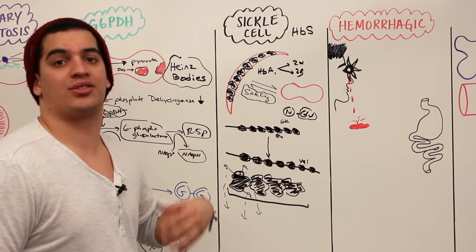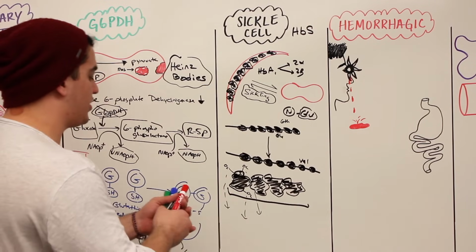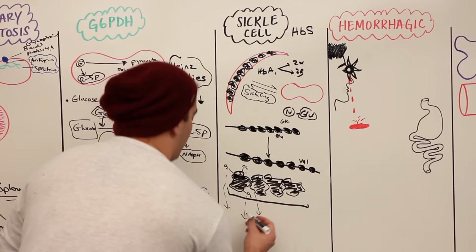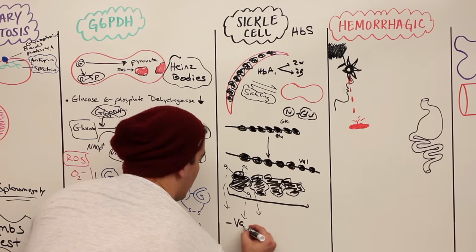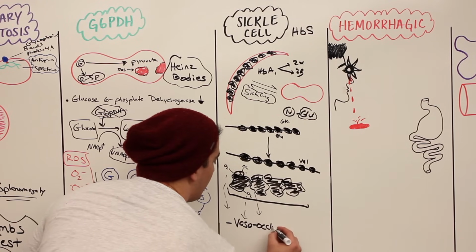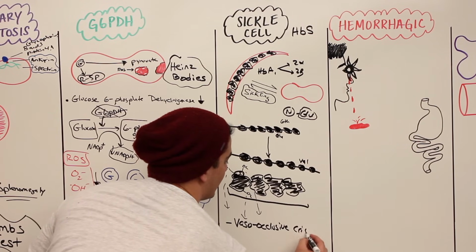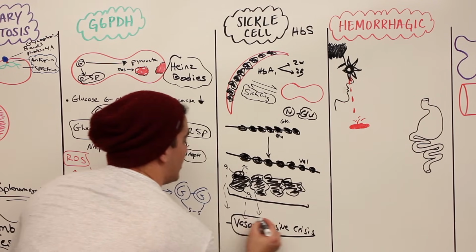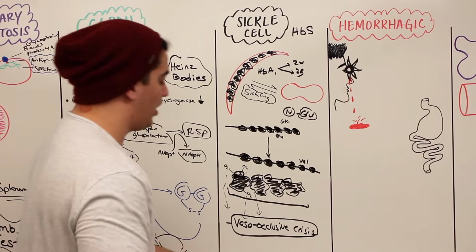They can occlude the blood vessel. That's one of the big things with sickle cell anemia, is that it can cause a very, very dangerous thing, which is called a vaso-occlusive crisis. So in other words, this can get stuck in different areas of the body.